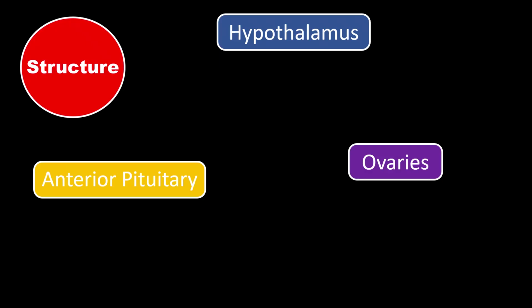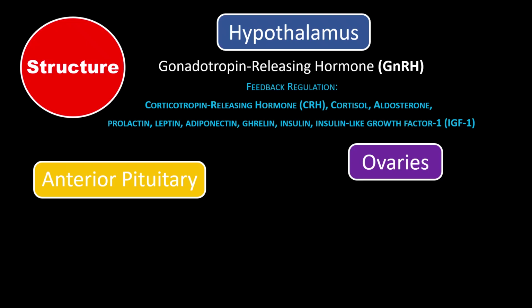There is your H, P, and O. Hypothalamus, pituitary gland, and ovaries. In the hypothalamus, we start off with the release of gonadotropin-releasing hormone, GnRH, which is regulated by a number of other substances. Corticotropin-releasing hormone, cortisol, aldosterone, prolactin, leptin, adiponectin, ghrelin, insulin, and IGF-1 are just a few of the things that will turn GnRH on and off.